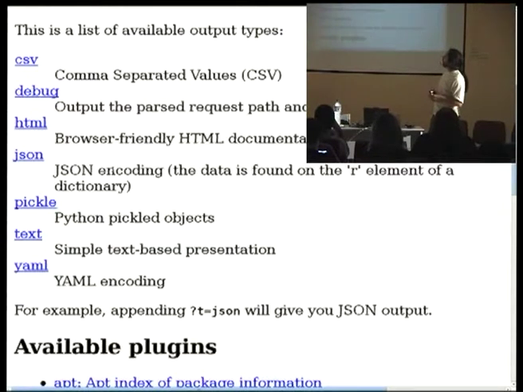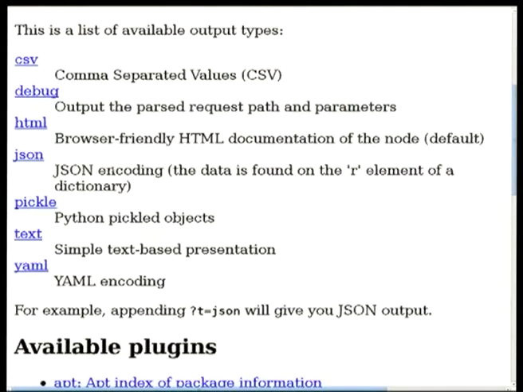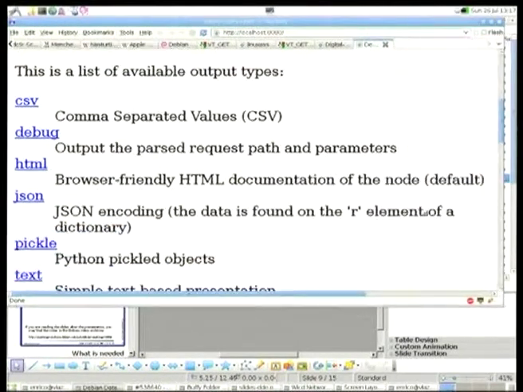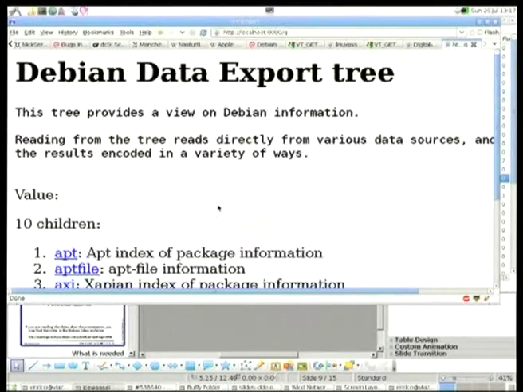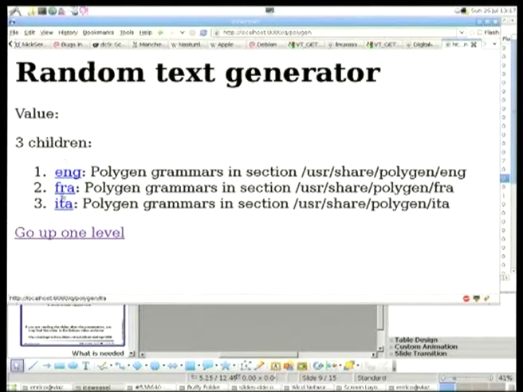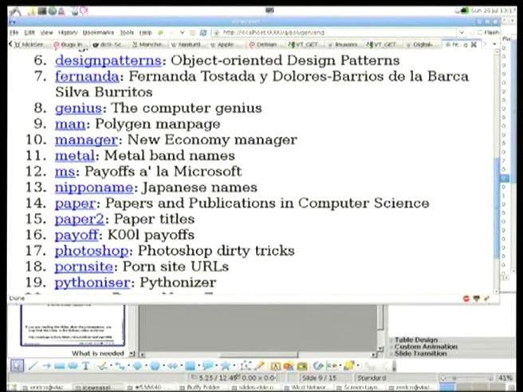When it works as a web server, it's RESTful, so the tree is directly mapped into URLs. The way it works here is you go around the tree, and you see, okay, there are nice polygen grammars. What are these grammars? The description of each grammar is generated using polygen, so everything the plugins do is completely dynamic.